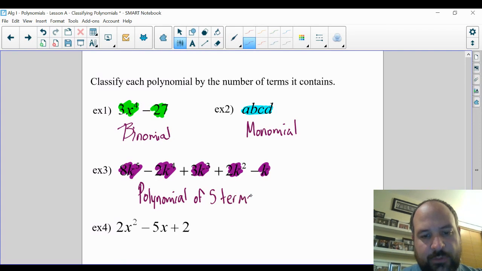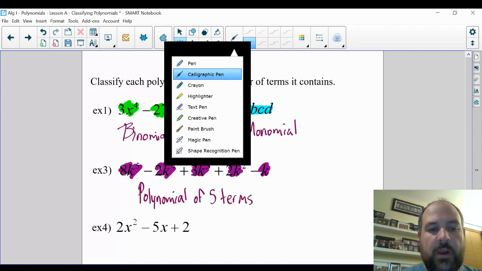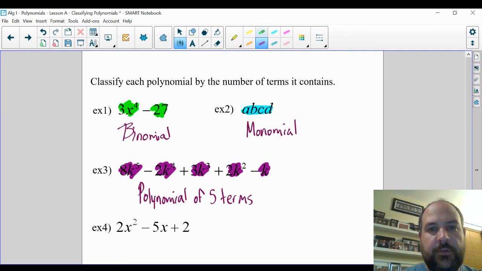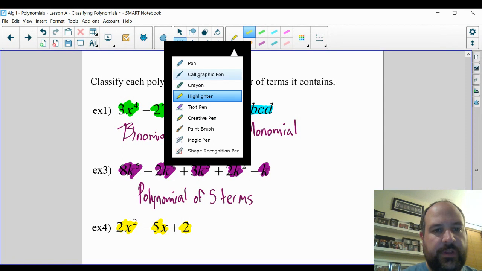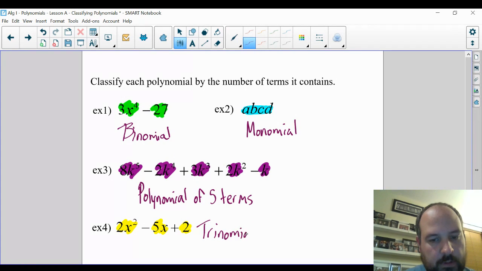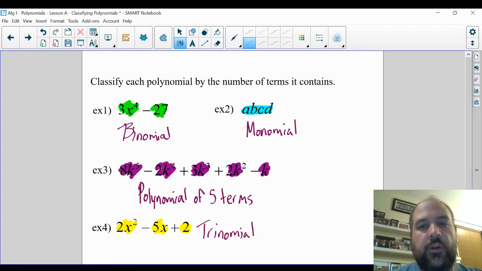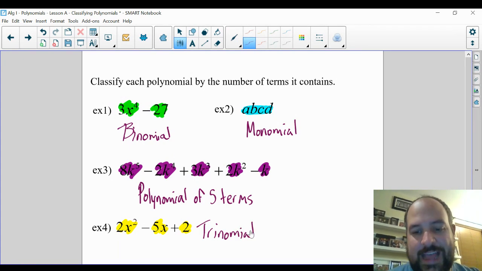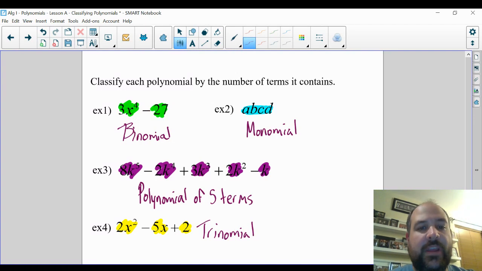And for our last one, we have 2x squared minus 5x plus 2. So if we count here, we have the 2x squared, which is 1 term, minus 5x is our second term, plus 2 is our third term. That means if this has only 3 terms, this is going to be a trinomial. So classifying polynomials based on the number of terms, that is our first way that we can classify a polynomial.